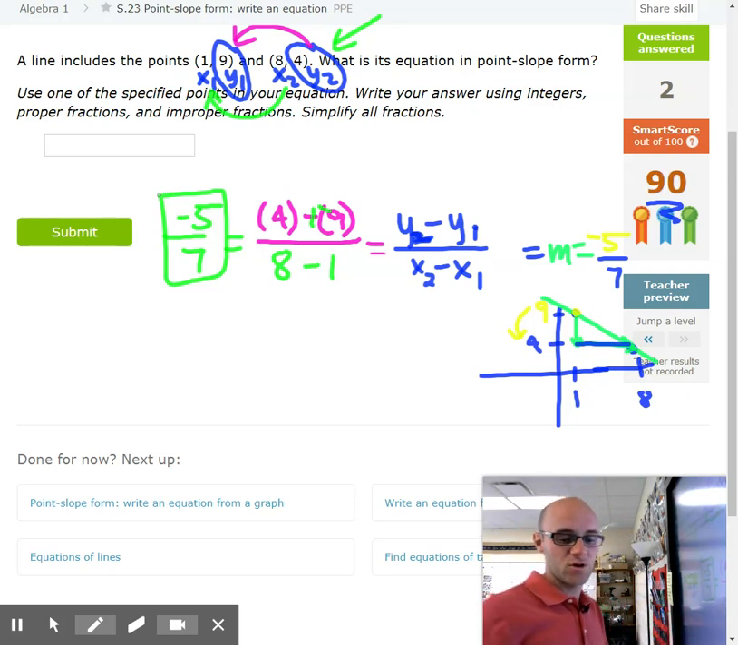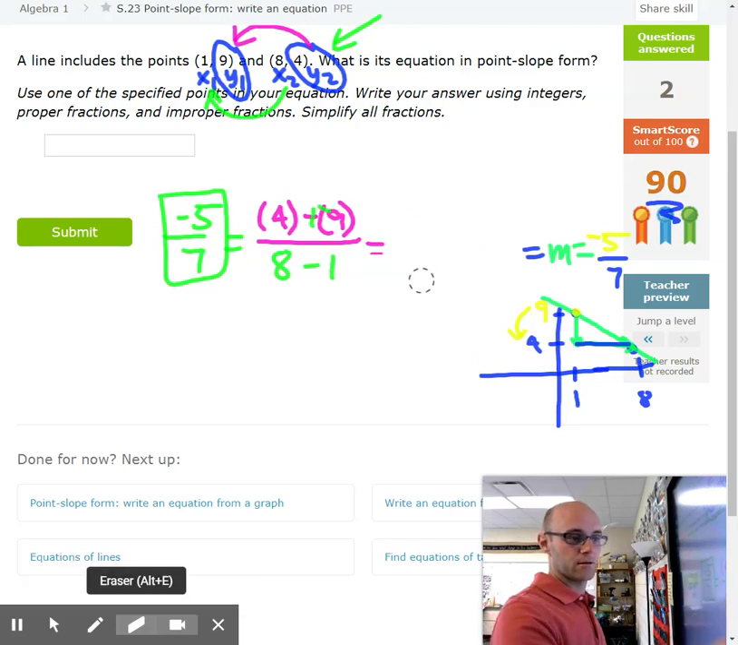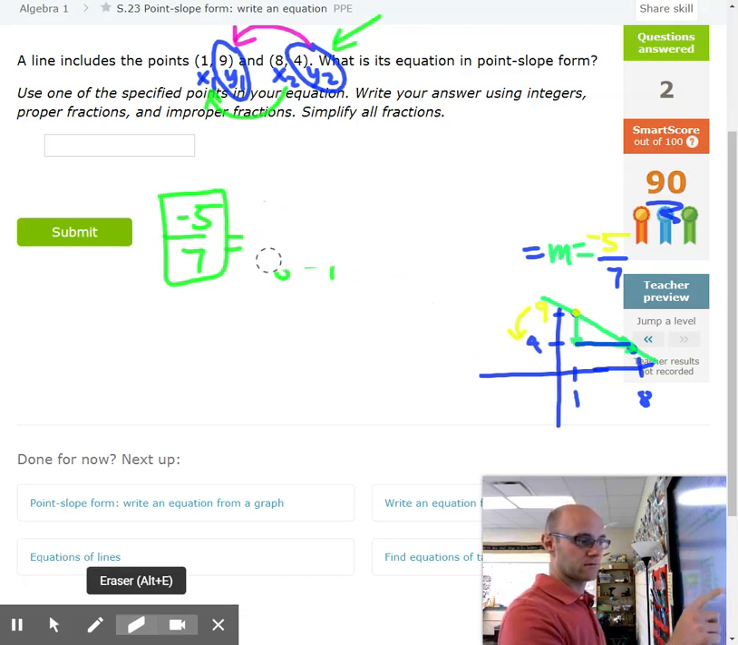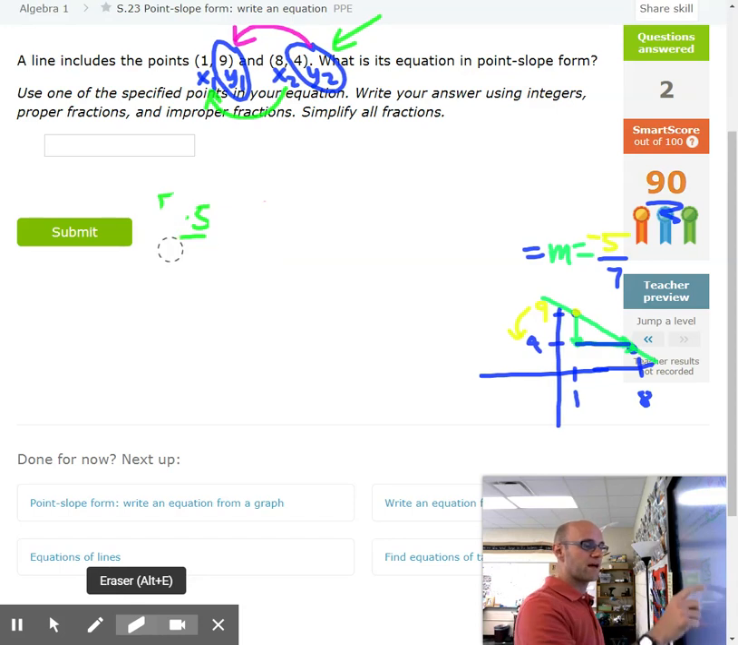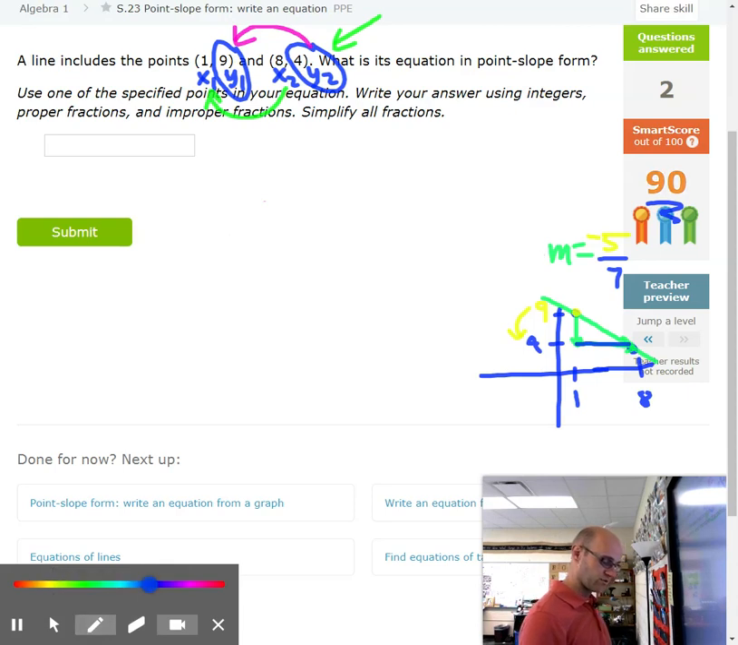Hey, now that we know the slope, I'm going to go ahead and clear the screen so I have a little bit of space to finish the problem. Actually, I'll go ahead and erase it. That way you can leave the graph on there and use that as a reference. So we have the slope, -5/7, and we need to finish it off by writing the equation. So this is reviewing what you've been doing.